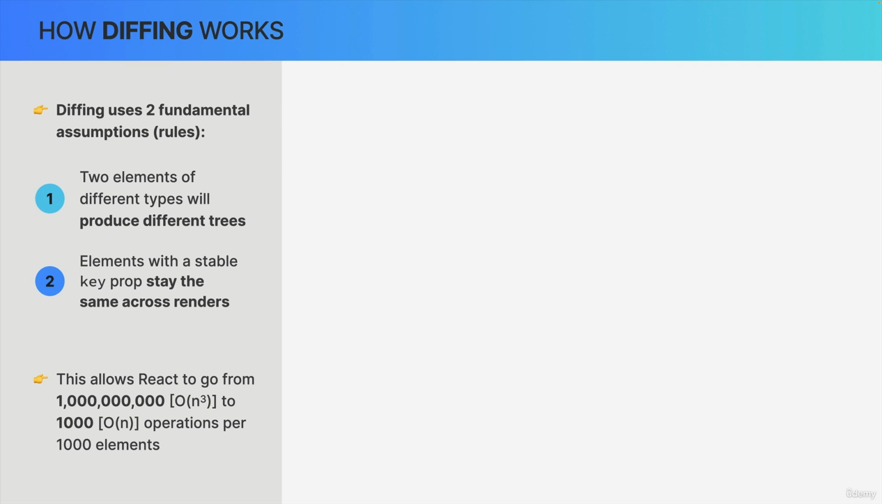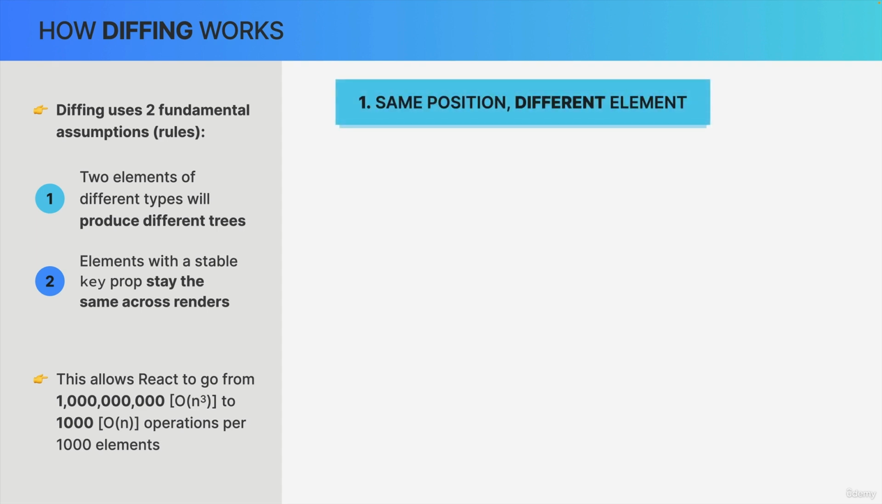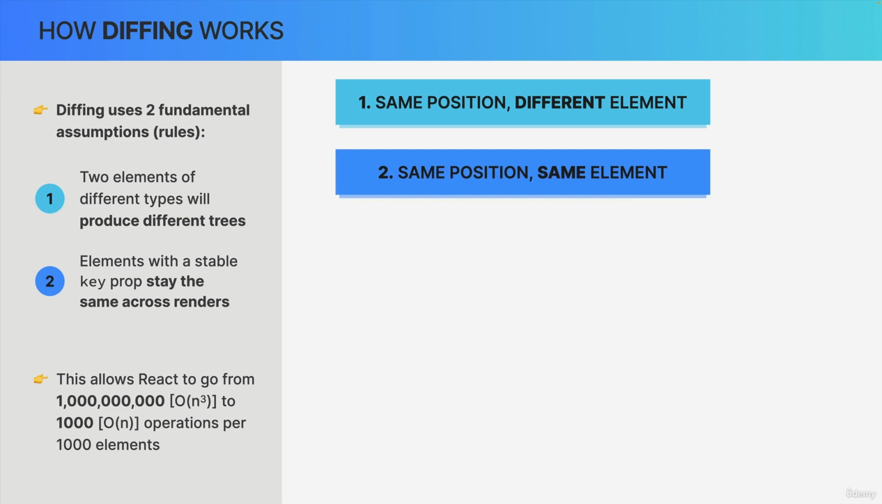Now, remember that diffing is comparing elements step by step between two renders based on their position in the tree. And there are basically two different situations that need to be considered. First, having two different elements at the same position in the tree between two renders. And second, having the same element at the same position in the tree. So those are the only two situations that matter.